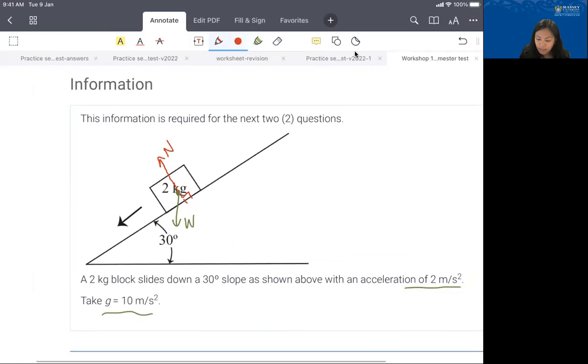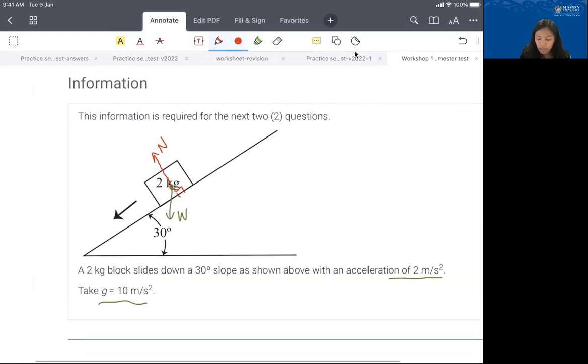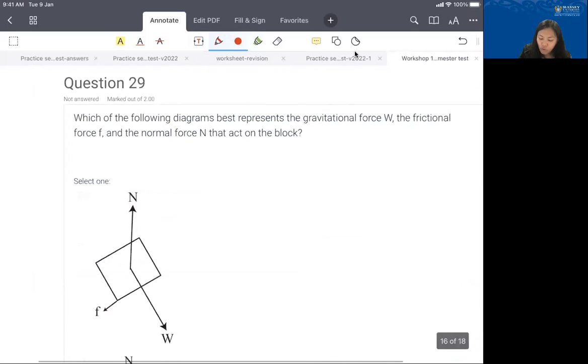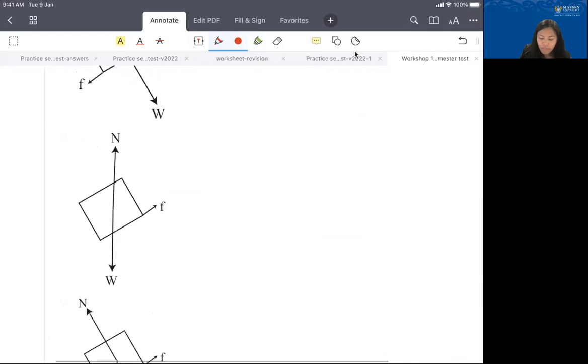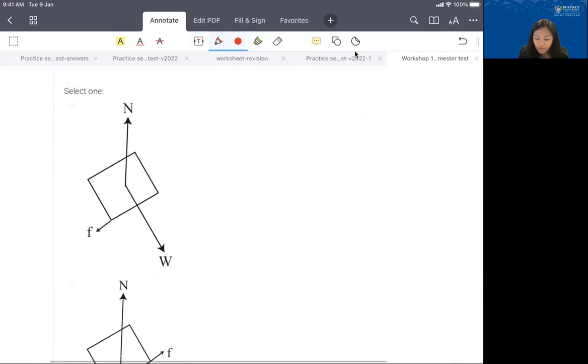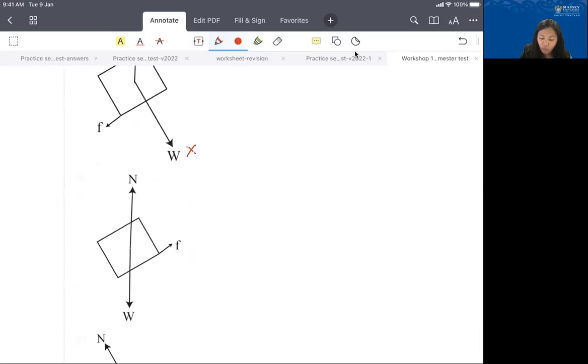And then those are the two forces. The acceleration is downwards, but we don't need to include that in the free body diagram. The worded introduction doesn't tell you anything about friction, but if you look at the choices here, the choices include friction, right? So then the first one is wrong because weight should be vertically downwards.